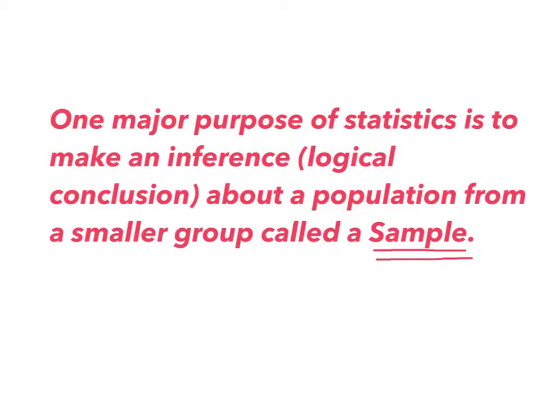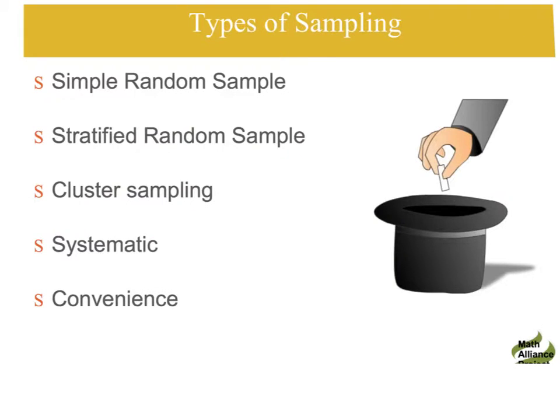One major purpose of statistics is to make an inference or logical conclusion about a large population from a smaller group called a sample. The types of sampling I will be discussing in this video are simple random sample, stratified random sample, cluster sampling, systematic sampling, and convenience sampling.